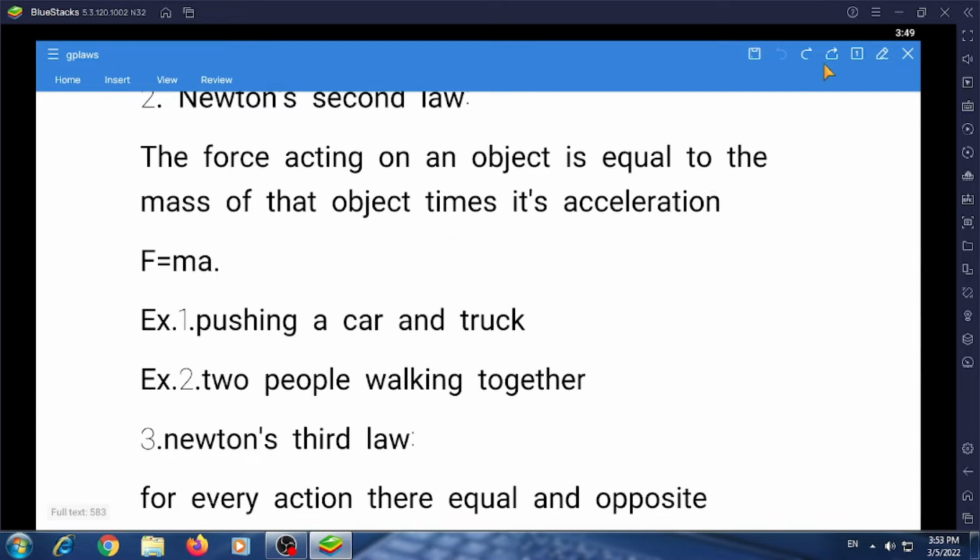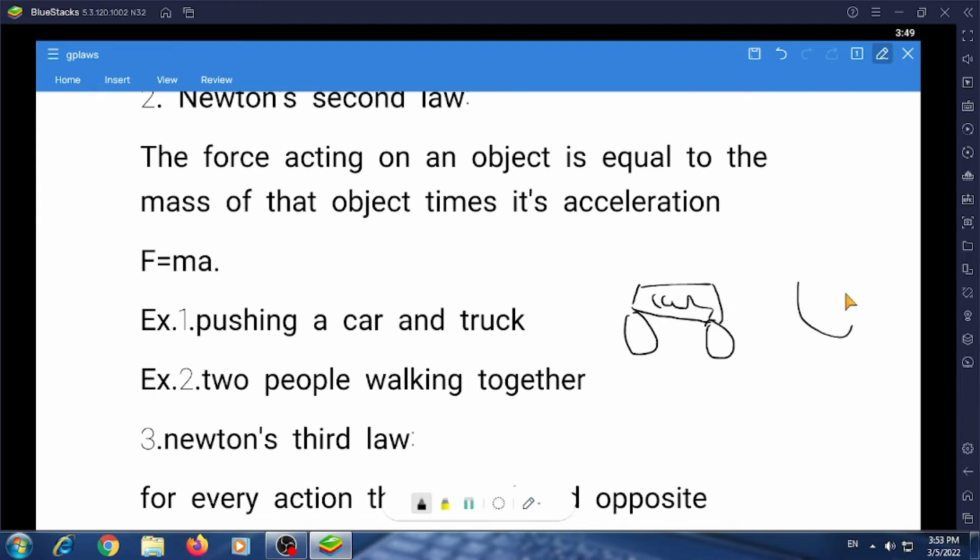Now let's look at this with an example. Suppose this is a car. I do not have that much experience in drawing, so just assume that this is a car and this is a truck. The truck is huge. Now the same man applies a force on it.